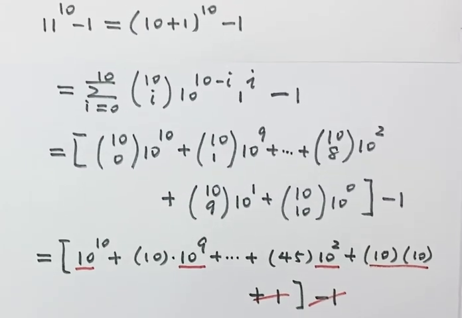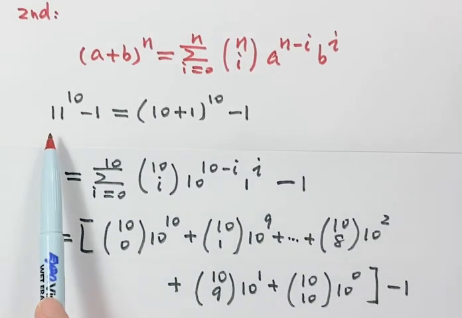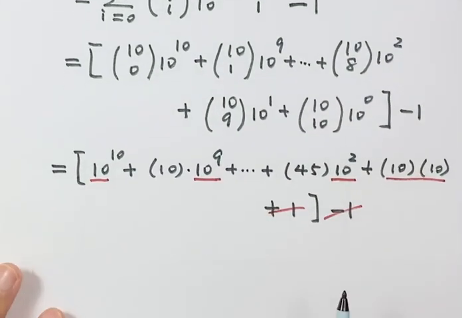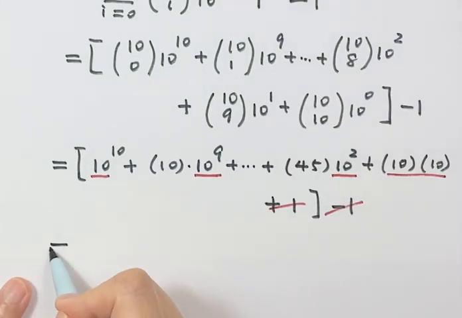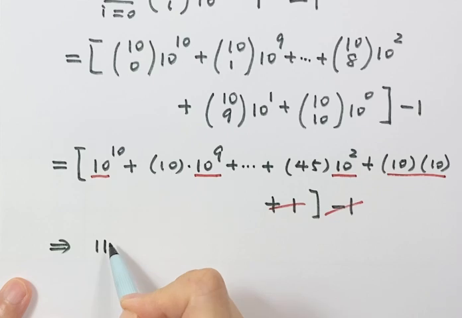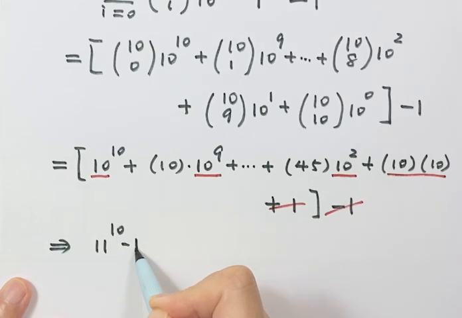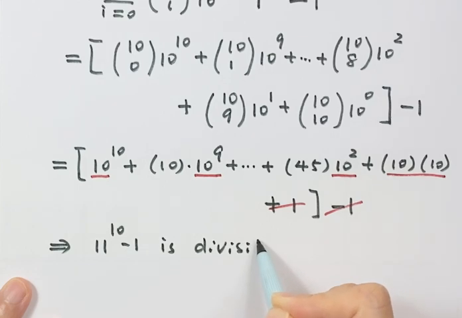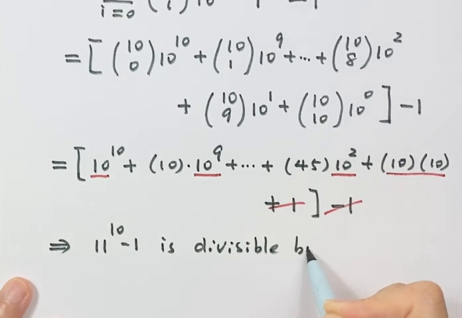So that's why 11 to the power of 10 minus 1 is divisible by 100. So we have a conclusion: 11 to the power of 10 minus 1 is divisible by 100. So we just proved the question.